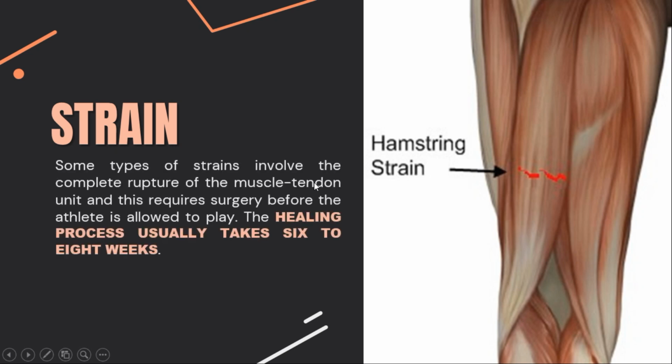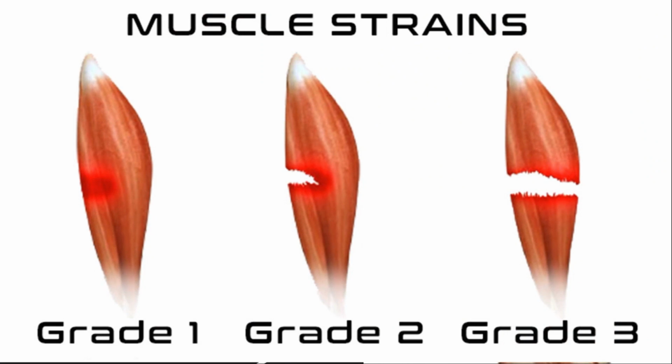Some types of strains involve the complete rupture of the muscle tendon unit, and this requires surgery before the athlete is allowed to play. So, the healing process usually takes 6 to 8 weeks. Okay? So, class, as you can see dito, medyo mild pa lang, or nasa grade A pa lang yung strain natin. Hindi pa siya ganun kalala. So, Sir RJ, ano po yung grade A na yan? Ano po yung mga different grades na yan na tinatawag? So, class, sa muscle strains, meron tayong different grades. Meron tayong grade 1, grade 2, grade 3, or mas kilala sa tawag na grade A, grade B, and grade C. Okay?